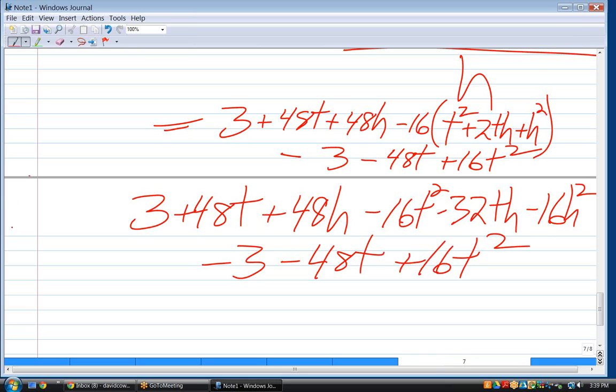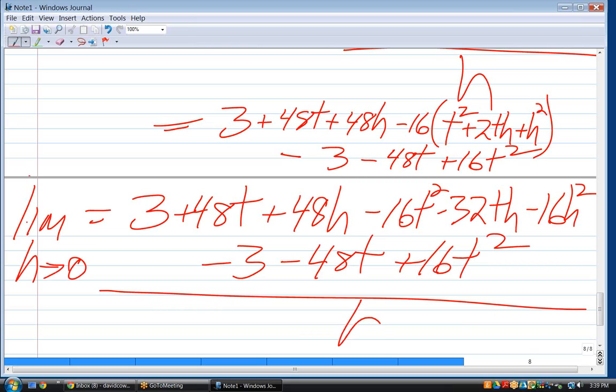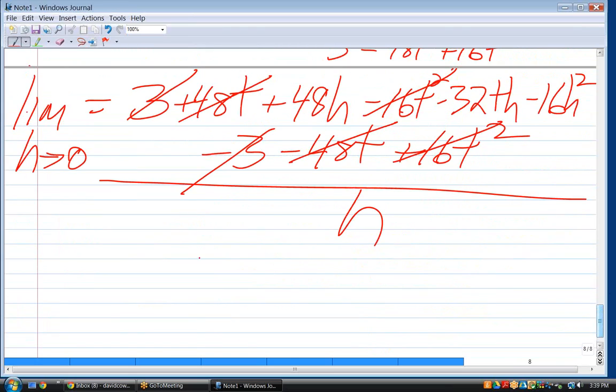Now, we're taking the limit of this thing as h goes to 0, and this whole thing is being divided by h. So what cancels? The 48t, the 3's, 16t squared. Notice that everything left has an h in it. That's the key. So here's what we have left.